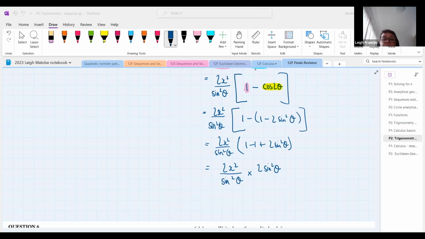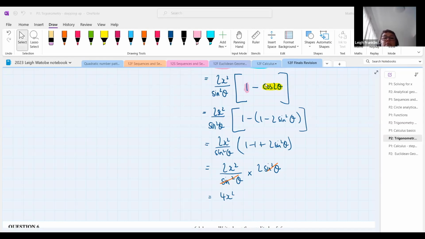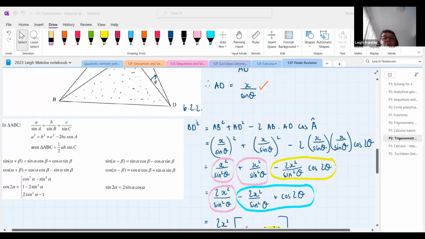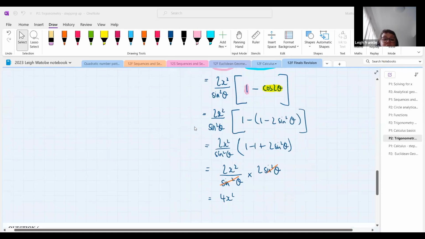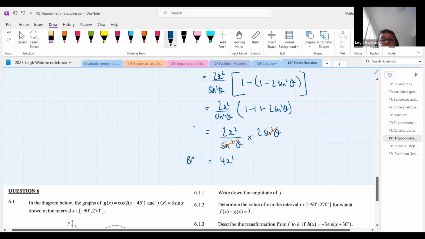Yes? So sine squared theta at the top divided by sine squared theta at the bottom is going to cancel. And now you've got 2 times 2, which is 4x squared. Now, we've long since forgotten that this was equal to BD squared. Remember, all of this is equal to BD squared. So if this is BD squared, then what am I going to do to both sides of my equation to get BD?